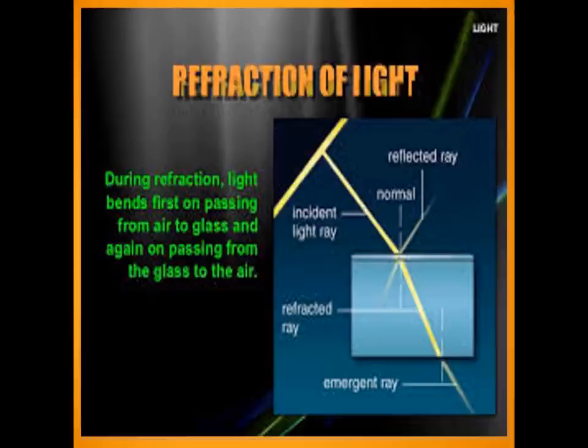During refraction, light bends on passing from air to glass and again on passing from glass to air. See the picture: the incident ray, the reflected ray, the refracted ray and also the emergent ray. This is known as refraction of light. When a ray of light travels from one transparent medium into another, air and glass, light is reflected and refracted.